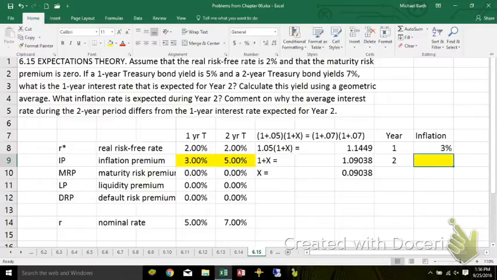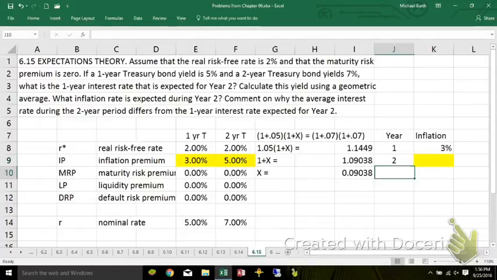So that the average over the 2 years would be 5%. And that's pretty easy. This has to be about 7% because 3 plus 7 is 10. Divided by 2 will give you 5%. That's the average over here. So the answer is, what inflation rate is expected during year 2? 7%.